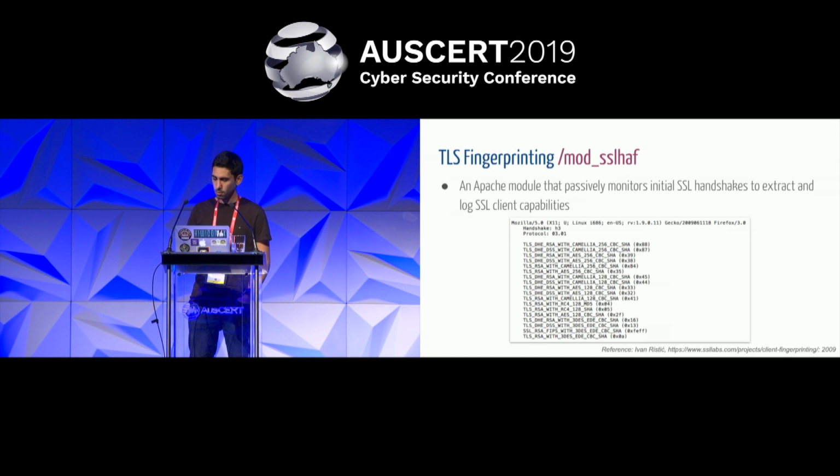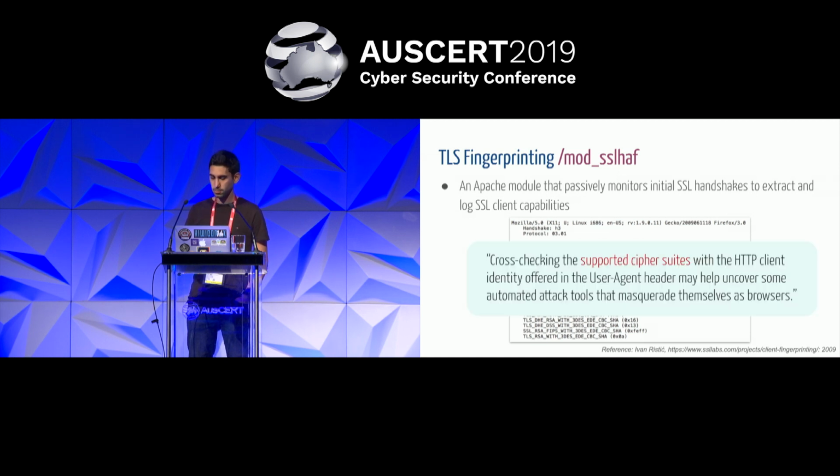One of the use cases, as I said, was for debugging, but another use case was for cross-checking the supported cipher suites with HTTP client user agents. The purpose was to find if there's any bot or scanner or tool trying to fake the user agents, and if we check that using the supported cipher suites with a kind of fingerprint, we can actually detect that. So this was the main purpose of creating this mod SSL half.